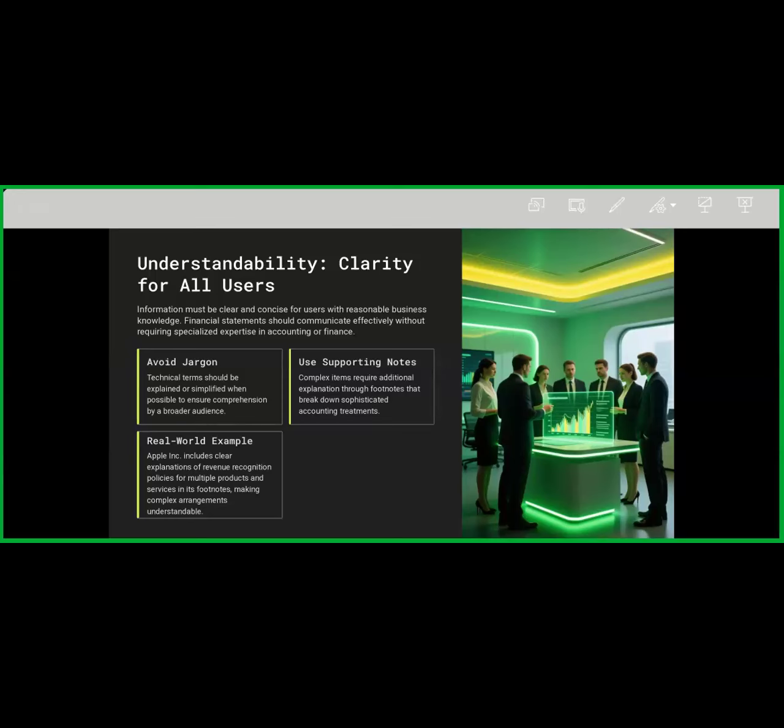Then we can see the faithful representation of the financial statement, and we can see it is a faithful document. On that basis, all the stakeholders can make good financial decisions.